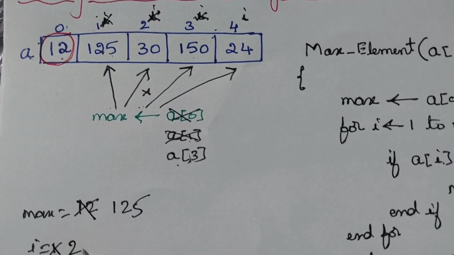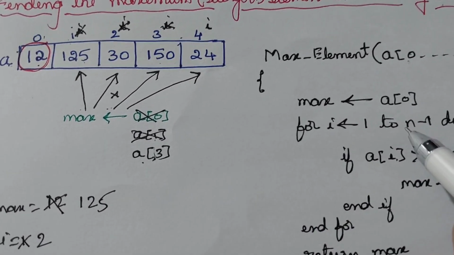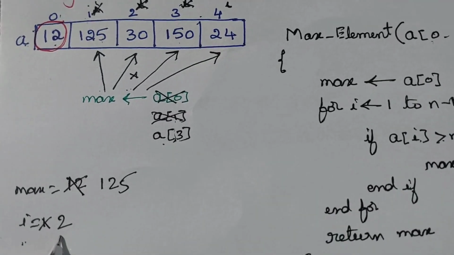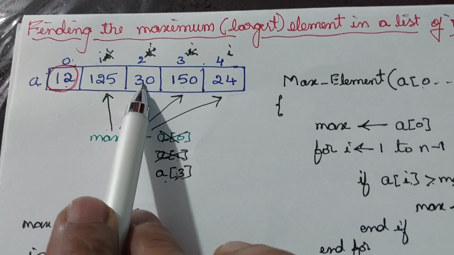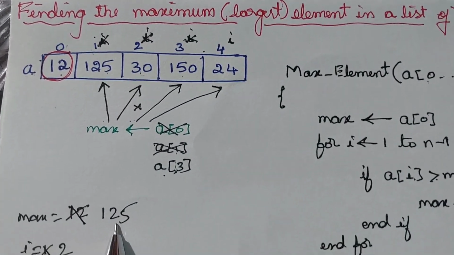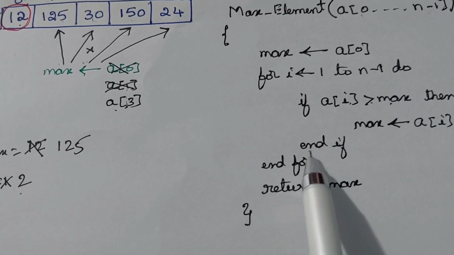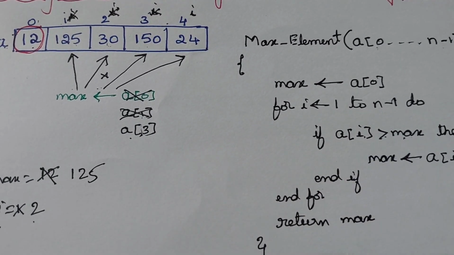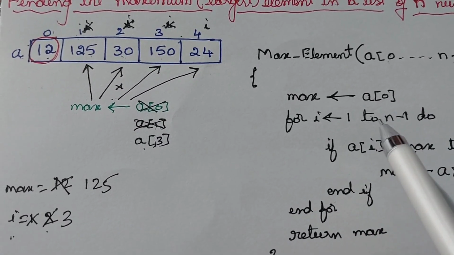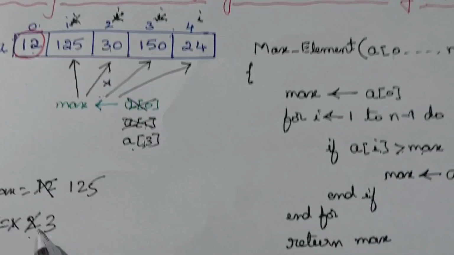Now I becomes 2. Again check the condition: 2 is less than or equal to n-1. True, comes inside. Next I am checking A[I]. Now I value is 2, A[2] is 30. Is 30 greater than max? Max is 125. 30 greater than 125 is false. The condition is false, so it doesn't enter the if block. It comes out of the if block and goes to the increment part of the for loop. Now I becomes 3, so again control comes to the condition. 3 is in the range up to n-1. True, comes inside. A[I], I value is 3.